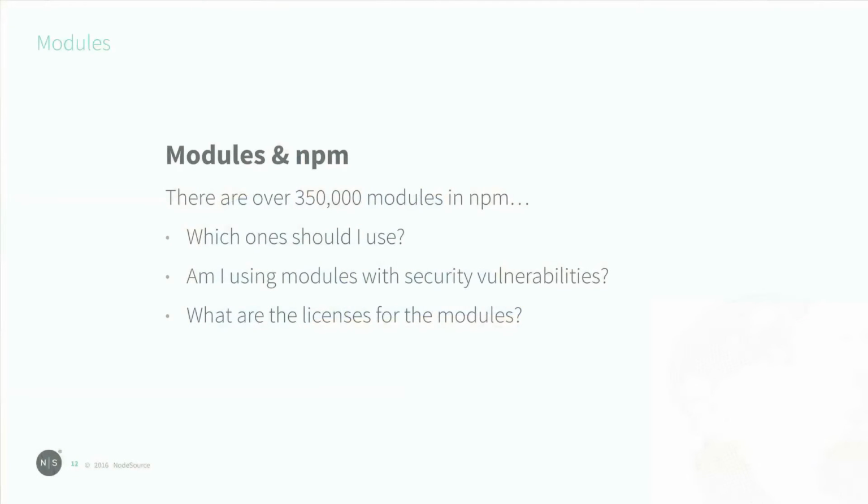Everyone loves modules. That's one of the best parts of Node. At the same time, it's also one of the hardest parts of Node. There are over 350,000 modules inside the NPM registry. And that's wonderful. We've got a lot of choice. If you want to do something in Node, there's a very good chance that someone has already written a module to do exactly what you're looking to do.